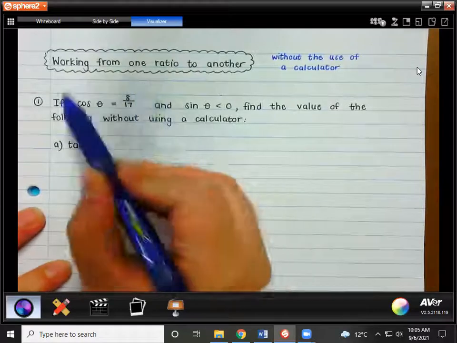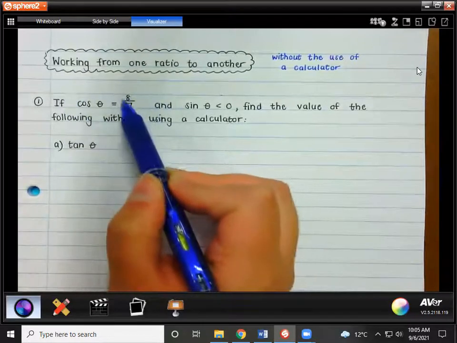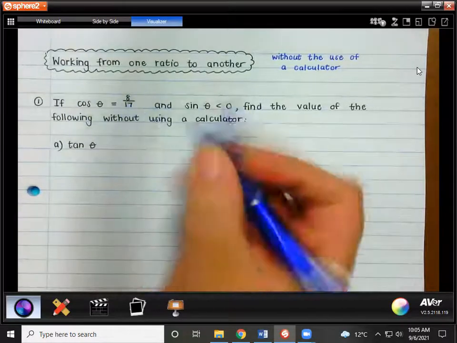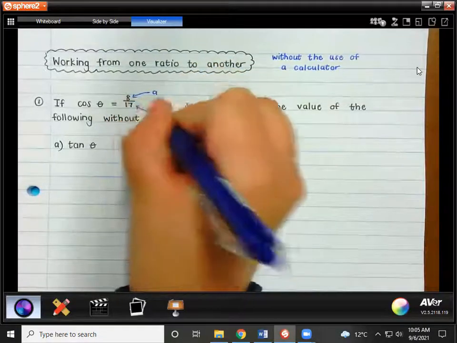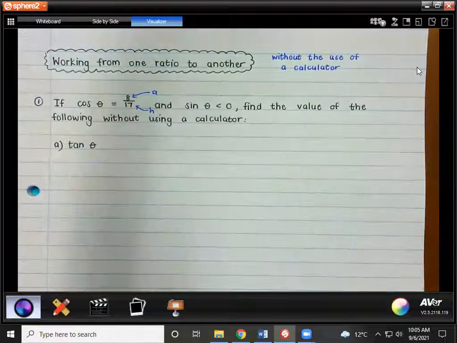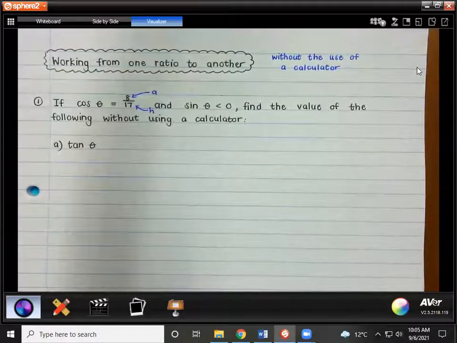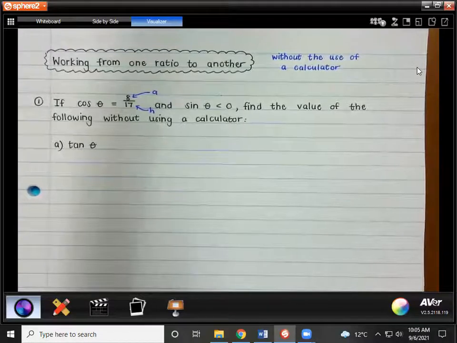Now guys, just before we even move on from that, do we remember what cos is? How do we find cos in a triangle? It's always adjacent over hypotenuse. All right, so in that first bit they've already given us 2 pieces of information. We can draw a right angle triangle just using that, making the adjacent side to theta 8 and the hypotenuse 17.